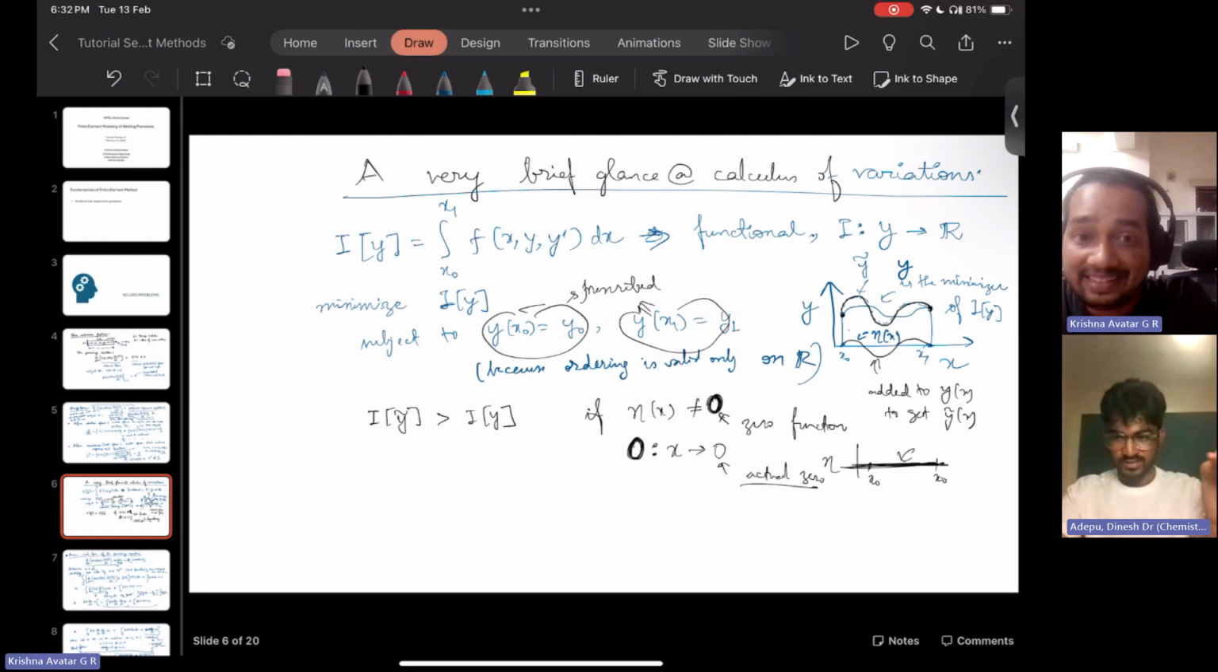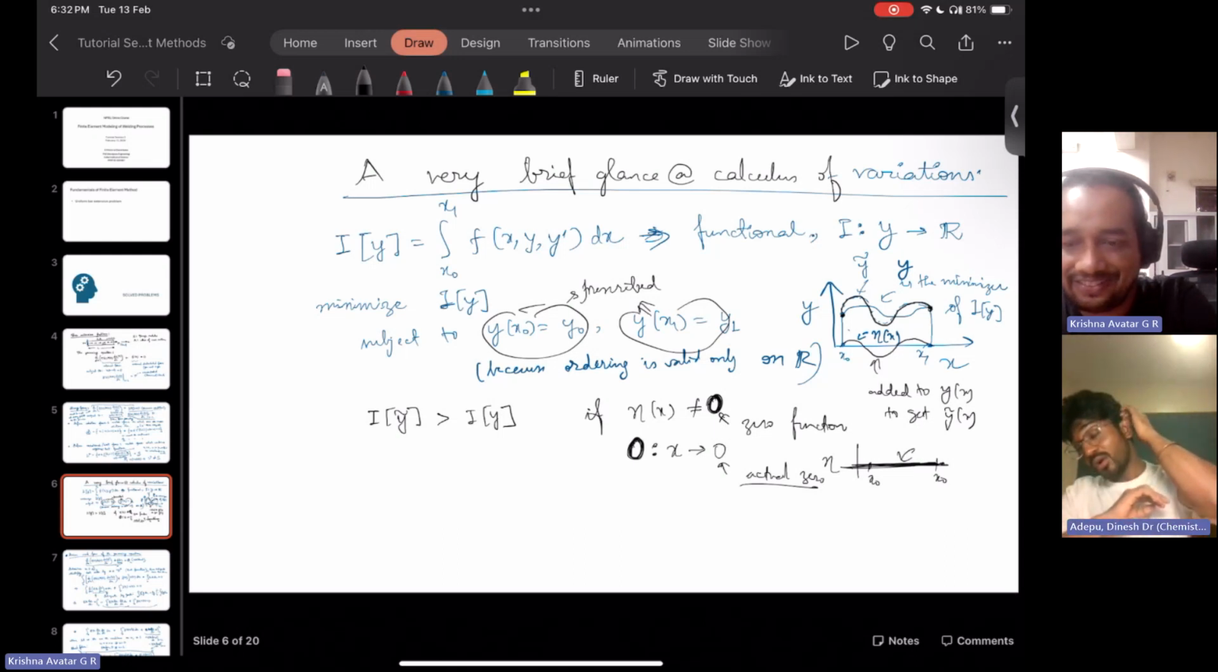Definitely, but of course, the thing is, in that case, we cannot find the minimizer. It does not have any physical meaning.